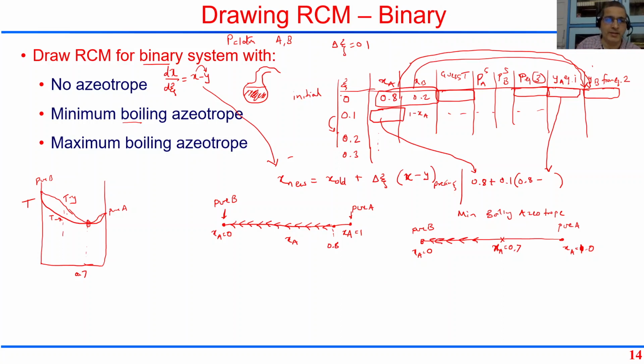If I start on the right side of the azeotrope, let's say I start with XA equal to 0.9, again because it's a minimum boiling azeotrope, the azeotrope is more volatile, that is going to get distilled out more. What I'm going to be enriched in the still is going to be pure A. So the residue composition is going to shift towards the right. So this is how the residue curve map would look like for a minimum boiling azeotrope.